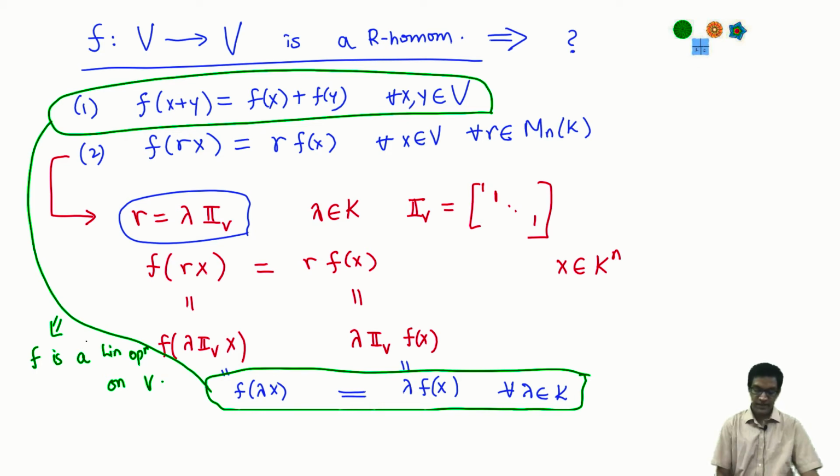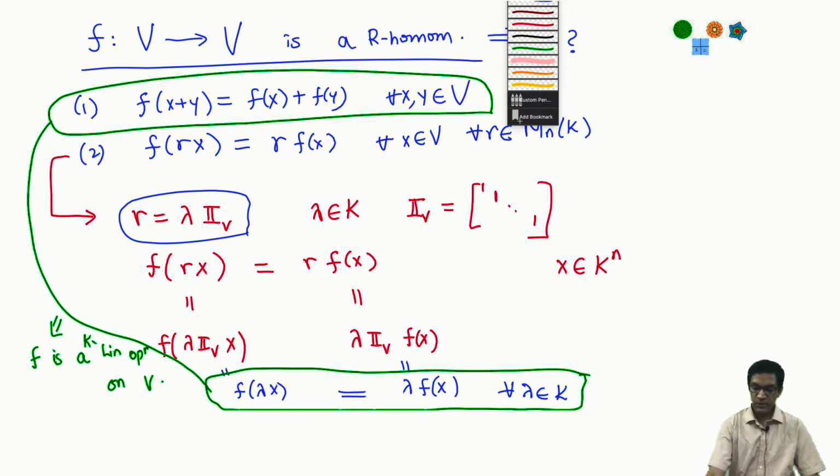Okay, thought of as a vector space. So let me call it a K linear operator. I'm only thinking of it as a K vector space. So first I've concluded it's a linear operator. Okay, good. But again, I haven't used the full force of my hypothesis.